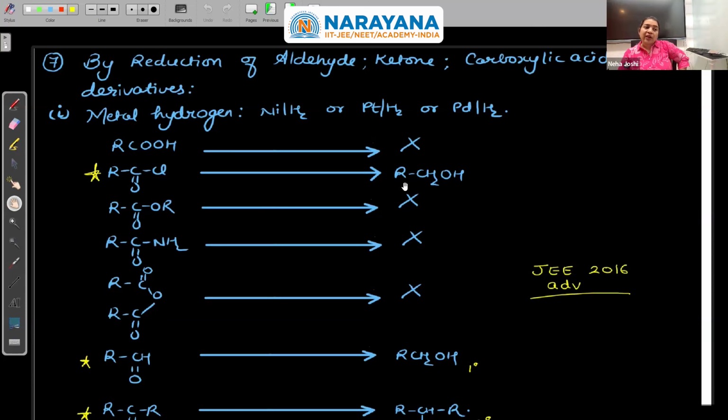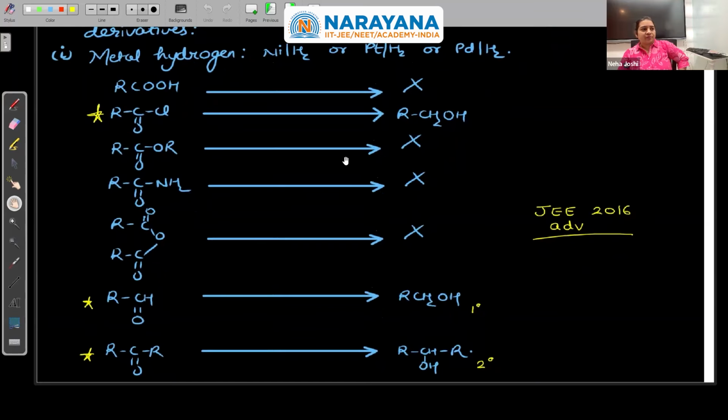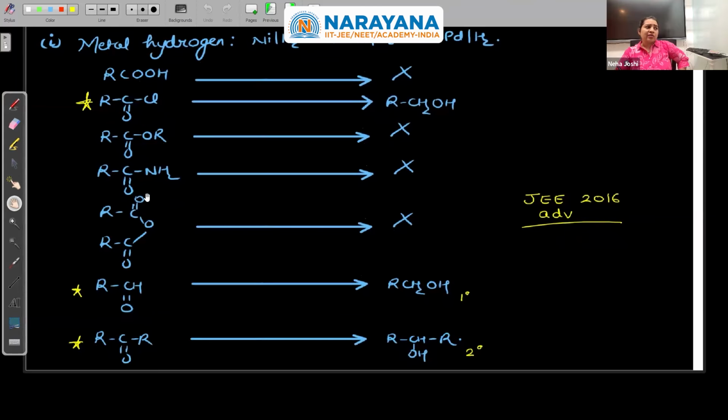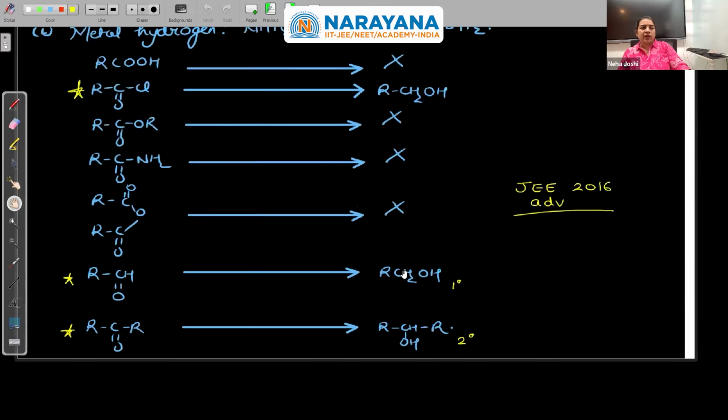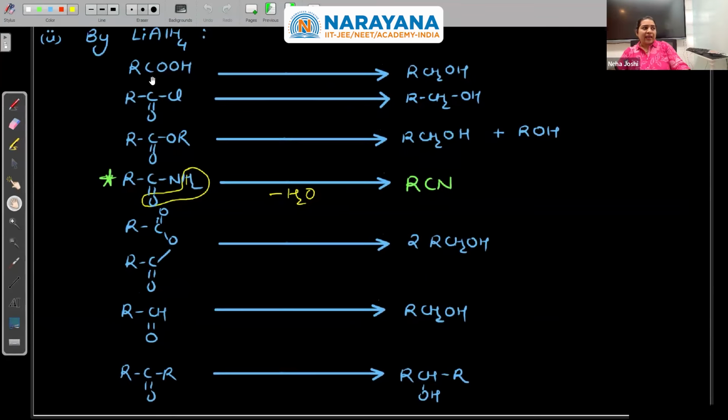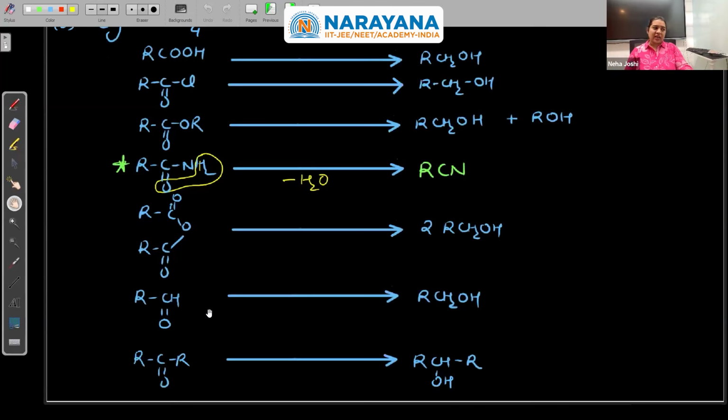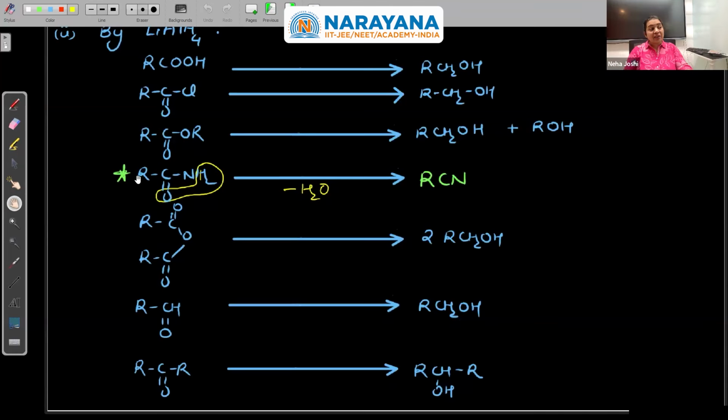Yes, they reduce acid chloride to alcohol. Amide not reduced, anhydride not reduced. Only acid chloride is reduced by metal hydrogen. Aldehyde and ketones are very much reduced to 1 degree alcohol and 2 degree alcohol. Okay? By LiAlH4, I can reduce all of them. Like all of them, I meant the acid chloride, ester, anhydride to alcohols, aldehyde and ketone to alcohols. But very important, amides will be reduced to amines.